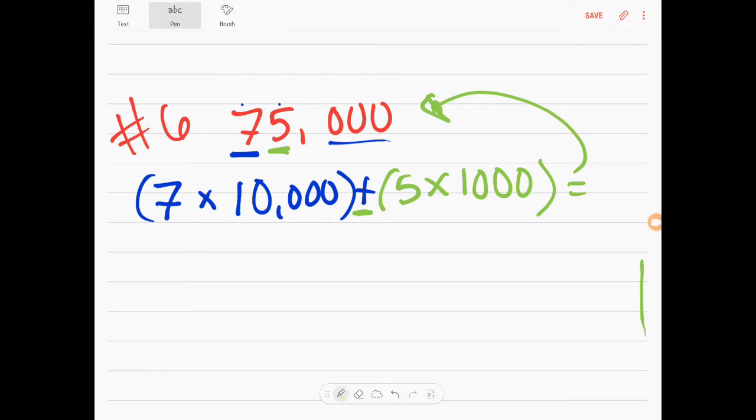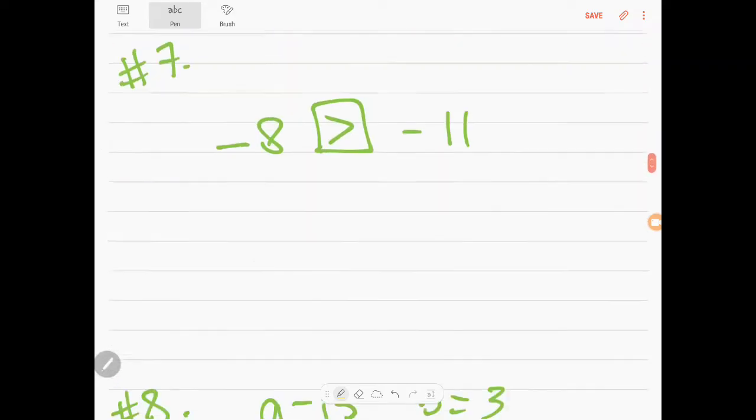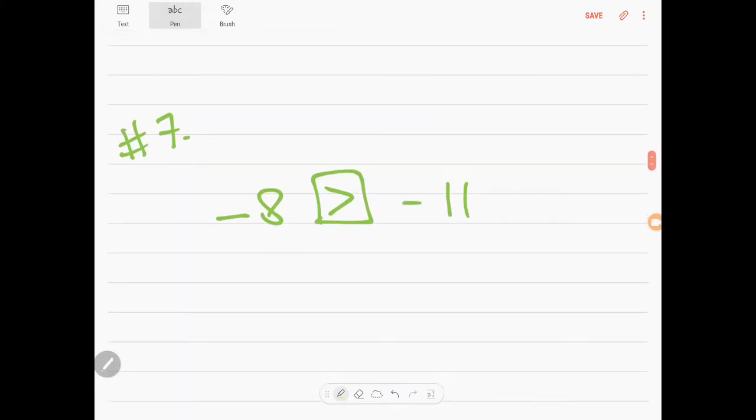So you're going to take 7 times 10,000. Now, if we do that, that will only give us 70,000. Our original number was 75,000. So I must put a plus in between there, new parentheses, and now I move to the 5. The 5 is located in the 1,000, so there's 3 zeros behind that. So I put that, and when you do all of that good stuff right there, you get 75,000. All right, next question.